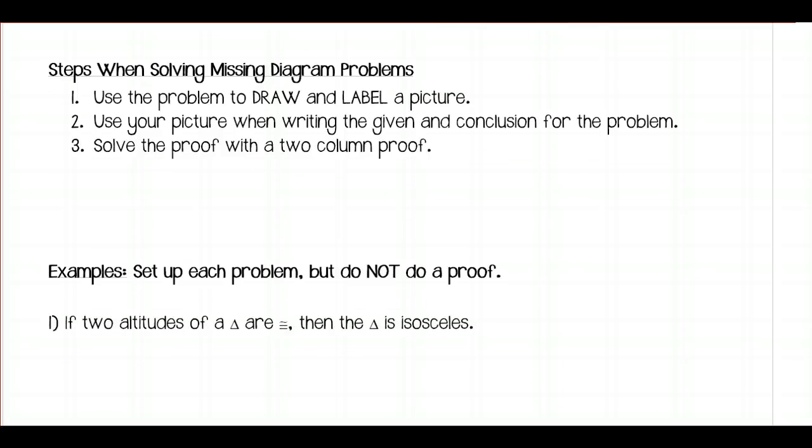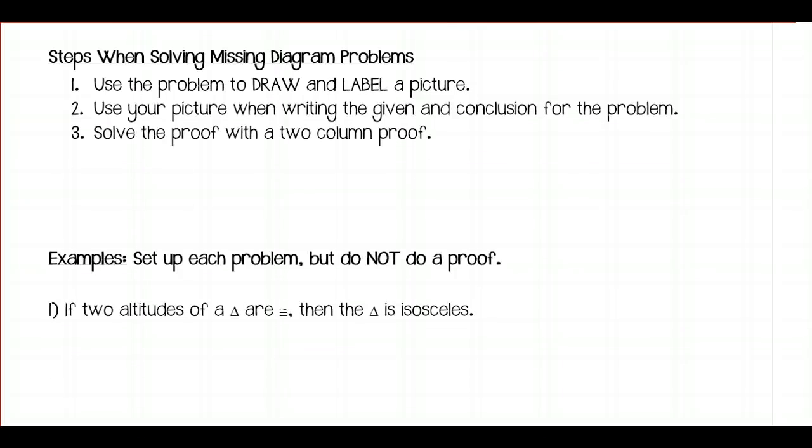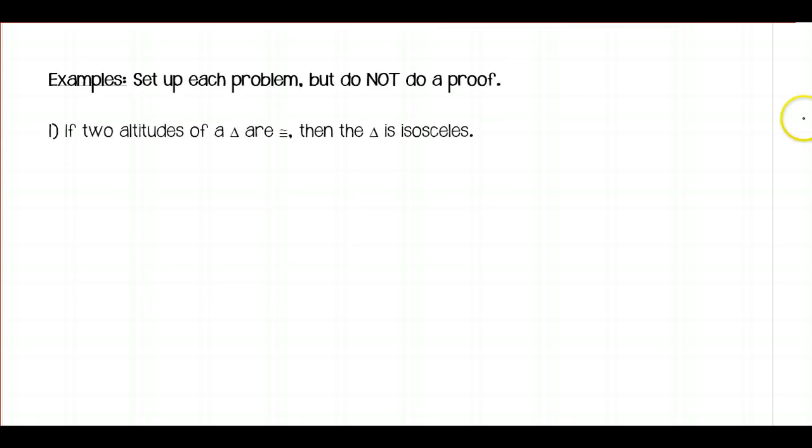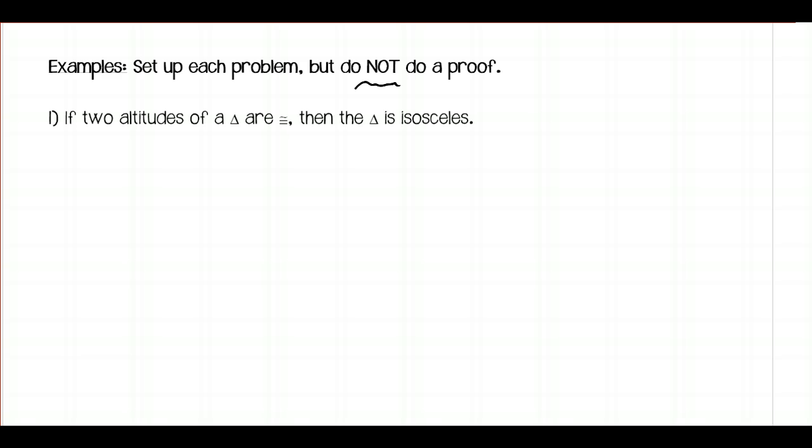So steps when solving missing diagram problems. Number 1, you're going to use the information to draw and label a picture. And then you're going to use your picture when writing the given and the conclusion for the problem. And then when appropriate, again, follow the directions, solve the proof with a 2-column proof. So let's go ahead and for these we're going to set up the problem, but we're not going to do a proof. For some of these we may not know some theorems that we need yet, but for these we're just going to set it up. So we're going to need a picture, we're going to need a given, we're going to need a conclusion.